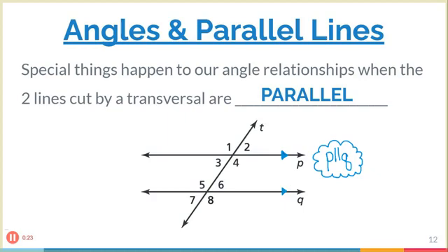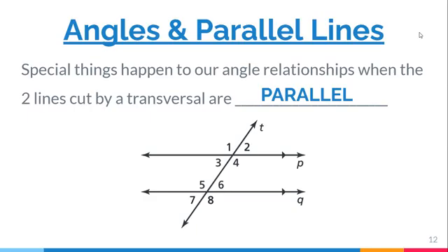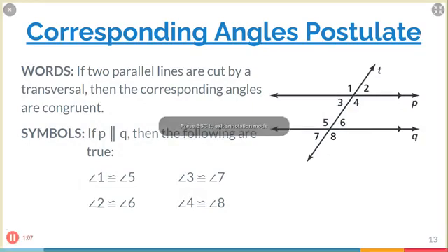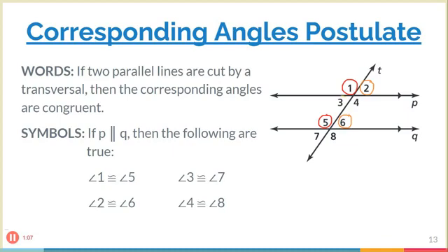So when those two lines are parallel and they're cut by a transversal, special things happen with our angle relationships. The first thing is we're going to look at corresponding angles. Recall corresponding angles are angles that are in the same position, but they are in different groupings. So for instance, angle 1 and angle 5 are corresponding. Also, we have angle 2 and angle 6, angle 3 and angle 7, and then angle 4 and angle 8.